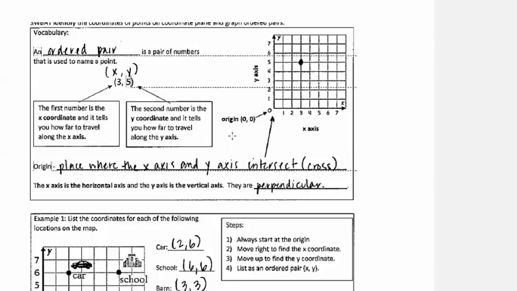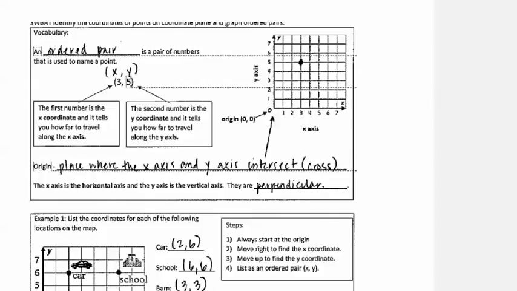The origin is the place where the x-axis and the y-axis intersect. That means where they cross, and they cross right here at this point called the origin, which is also the point 0, 0. Pay special attention to this. Make sure that students are identifying this is the origin, the point 0, 0. The x-axis, which is the horizontal axis, and the y-axis, which is the vertical axis, are perpendicular, so they make a 90-degree angle.